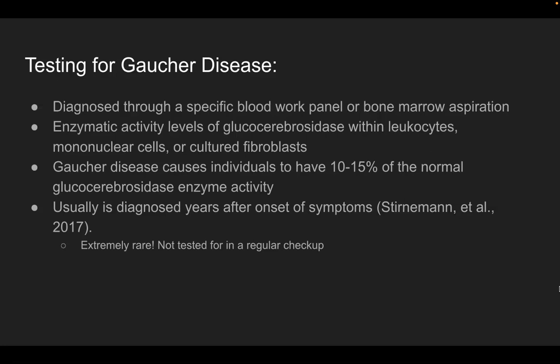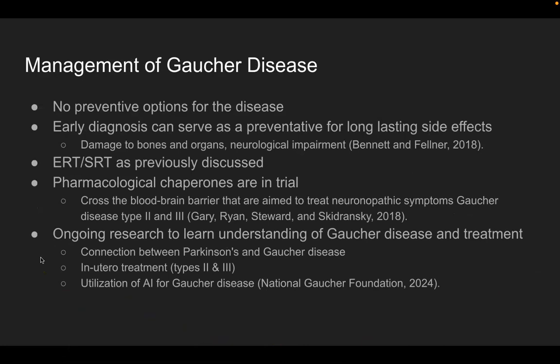Gaucher disease is an extremely rare disease, so it is not likely to be done in a routine checkup. This is why it is usually diagnosed years after onset of symptoms. Unfortunately, currently, there are no preventative options for Gaucher disease. However, early diagnosis and treatment can serve as a preventative for the long-lasting side effects such as damage to bones, organs, and neurological impairment.